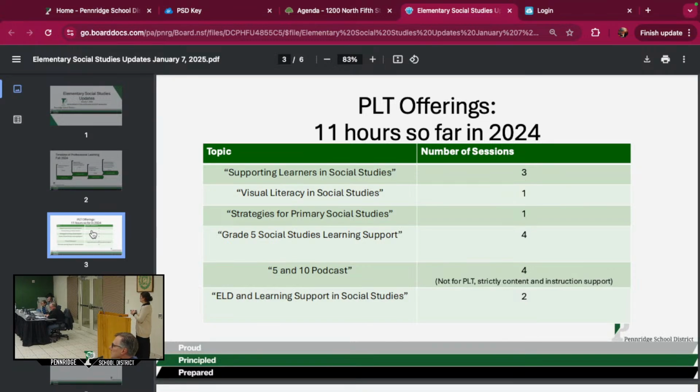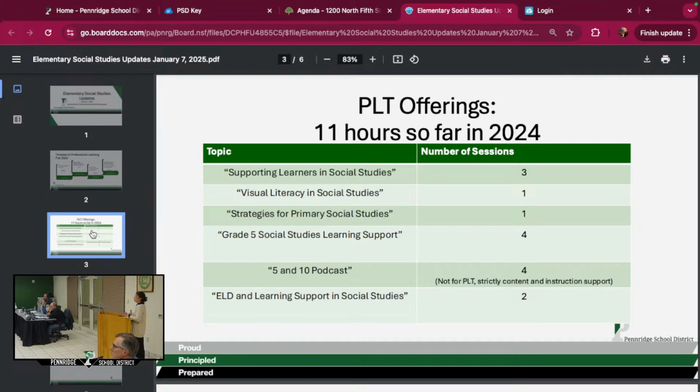So one of the big skills is using visuals as information, whether that's a picture, a graph, or a map. That's a skill that we felt as an instructional team that we really wanted to focus on. So some of the coaches did a really wonderful job of putting together not just PLTs for visual literacy, but also videos, even a podcast, and I'll talk to you about that in a minute. Then we went into strategies for primary social studies, meaning grades 1 and 2. Grade 5 social studies learning support, we did 4 PLT sessions on that.